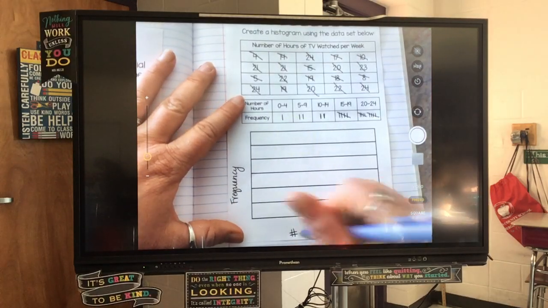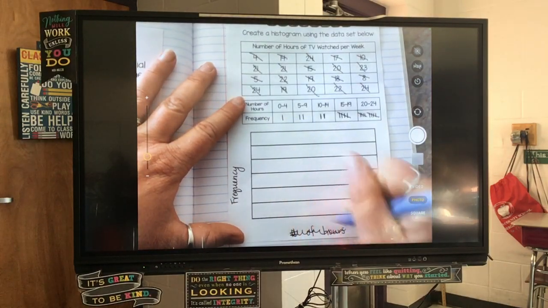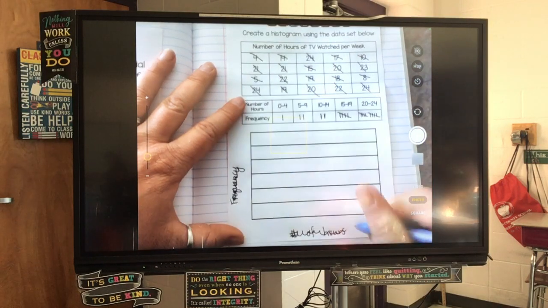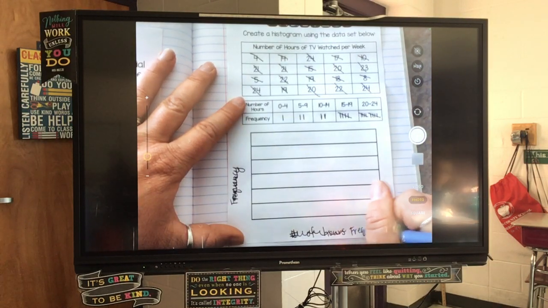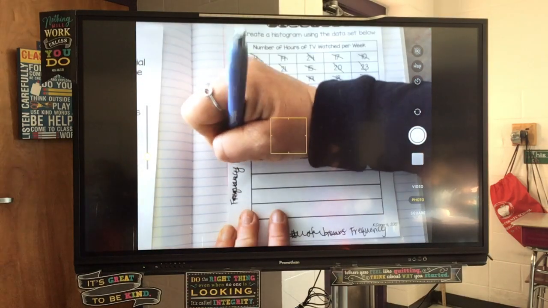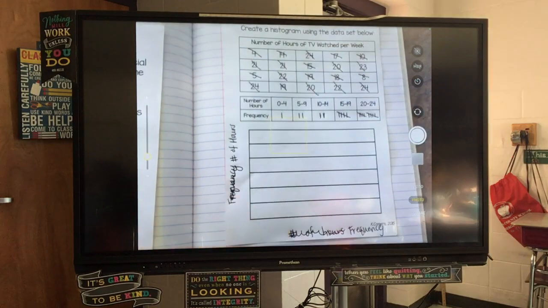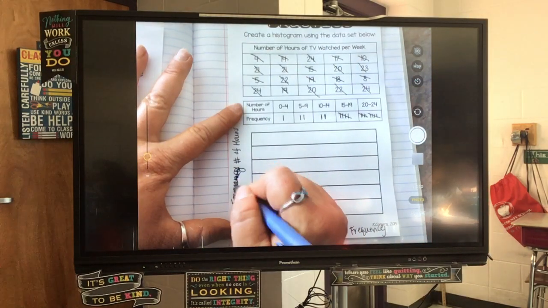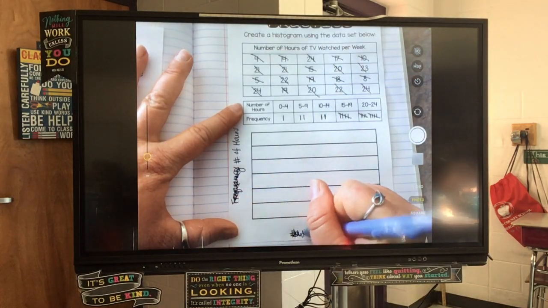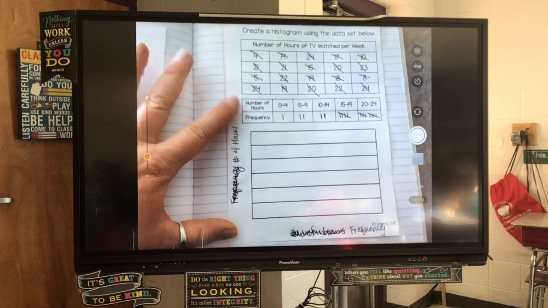I totally did that backwards. Sorry. Frequency. And number of hours. Sorry guys. That's why you use a pencil, right? We don't have this ugly scratch out mark.